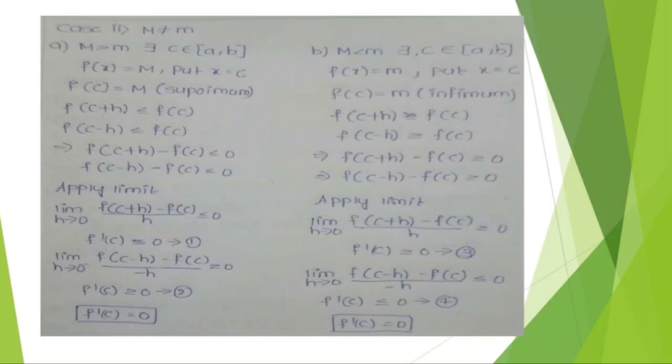Coming to the next point, supremum less than infimum, there exists a point c belongs to (a, b), f(x) equals small m. Put x equals c, f(c) equals m. This is the infimum value. Then f(c+h) is greater than or equal to f(c), and f(c-h) is greater than or equal to f(c). Then this can be rewritten as f(c+h) minus f(c) greater than or equal to 0, and f(c-h) minus f(c) greater than or equal to 0.